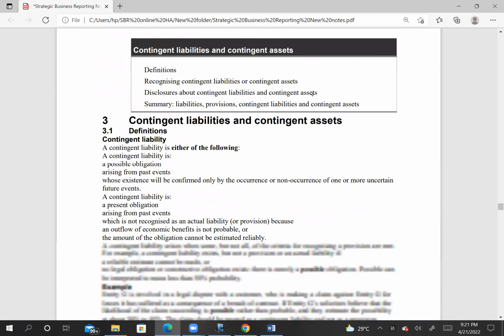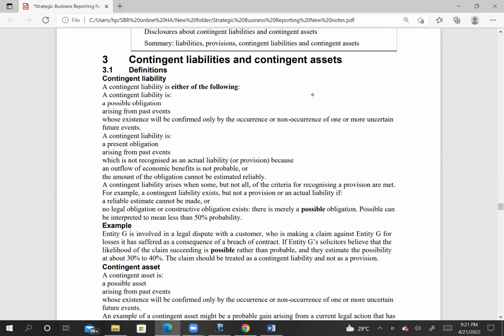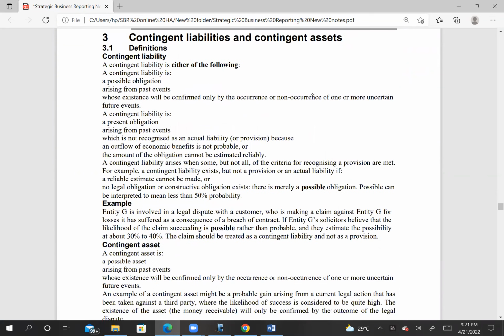Now, contingent liability and contingent assets. Dear students, first of all, let's discuss the contingent liability. A contingent liability is a possible obligation due to a past event, and it will be confirmed in future by the occurrence or non-occurrence of an event which is not under the control of the entity. For example, a customer files a case against you, but the court orders an investigation, and whether you are responsible or not depends totally on the outcome of the investigation conducted by the investigator.